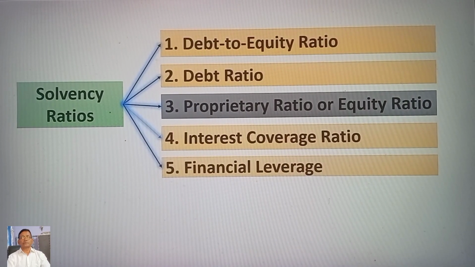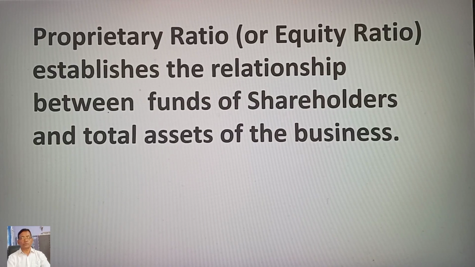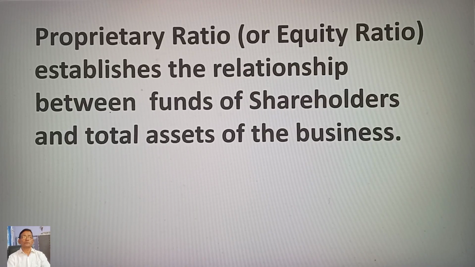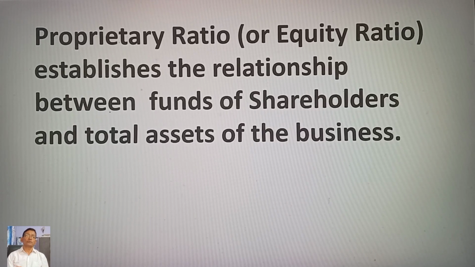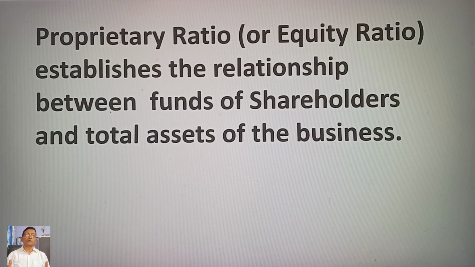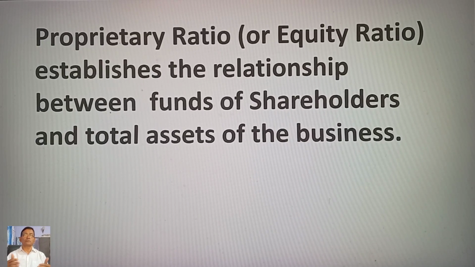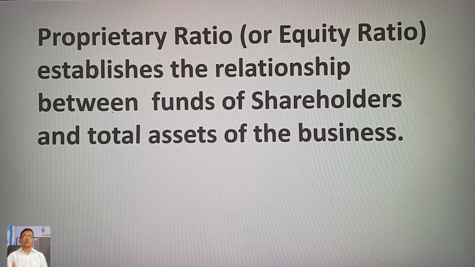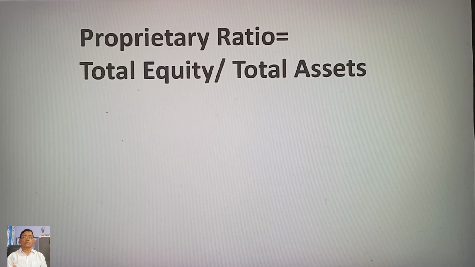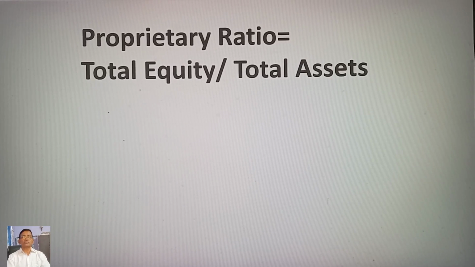Third, proprietary ratio or equity ratio. Proprietary ratio or equity ratio establishes the relationship between funds of shareholders and total assets of the business. It measures the share of shareholders' equity in total assets. It reflects how well assets are backed by owners' fund. So, proprietary ratio is equal to total equity divided by total assets.